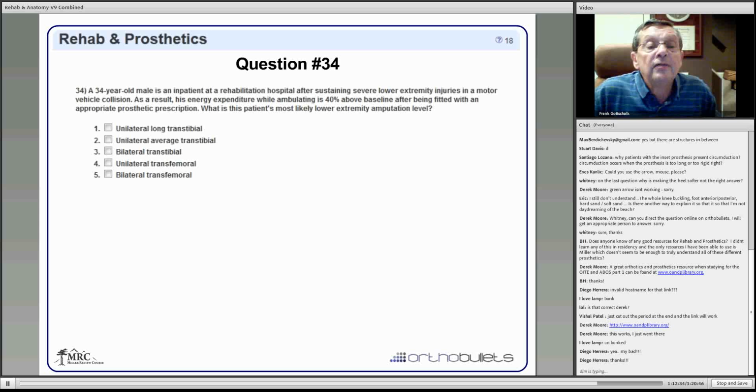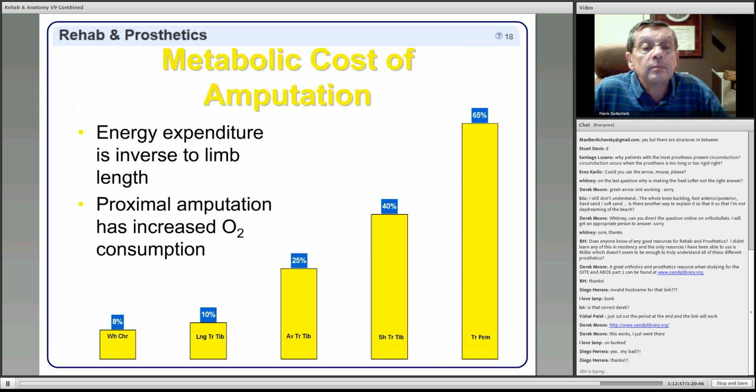A 34-year-old male is an inpatient at a rehabilitation facility after sustaining severe lower extremity injuries in a motor vehicle collision. As a result, his energy expenditure while ambulating is 40% above baseline after being fitted with an appropriate prosthetic prescription. What is the patient's most likely lower extremity amputation?